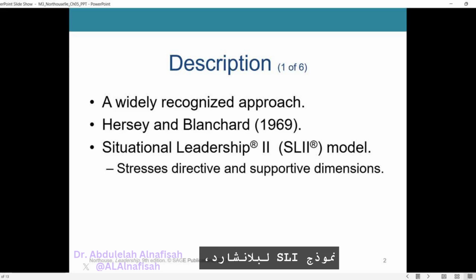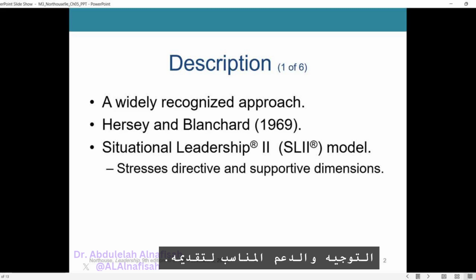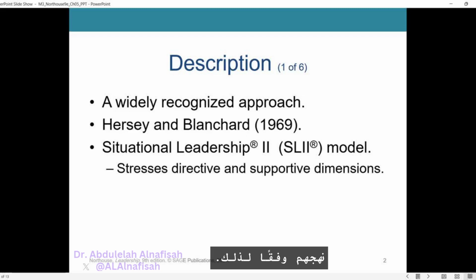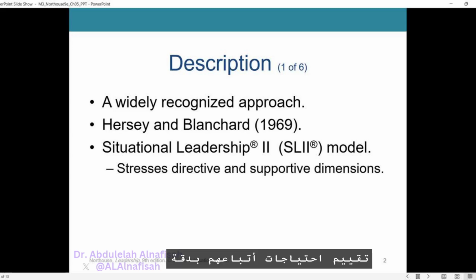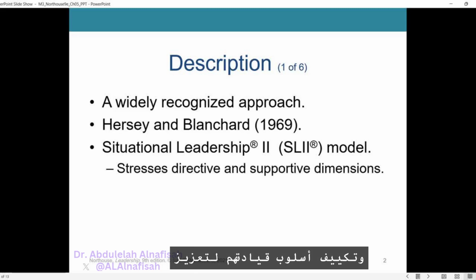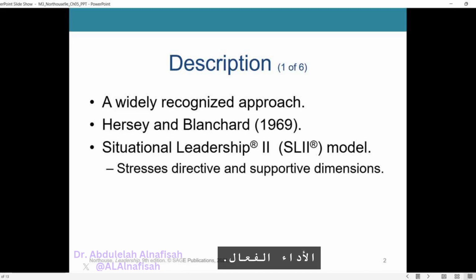Blanchard's SLII model, an evolution of the original framework, highlights two key dimensions of leadership: directive and supportive behaviors. Leaders must evaluate their followers' competence and commitment to determine the appropriate level of direction and support to provide. As followers' skills and motivation change, leaders should adjust their approaches accordingly. In essence, the SLII model asserts that successful leaders are those who can accurately assess the needs of their followers and adapt their leadership style to foster effective performance.